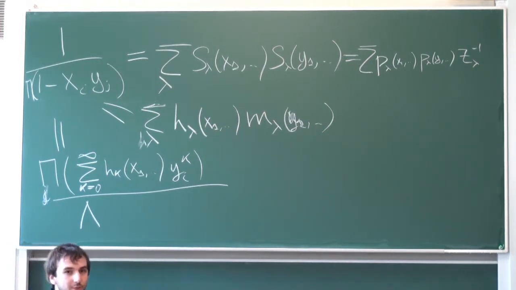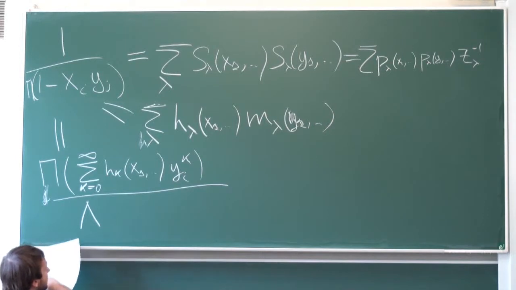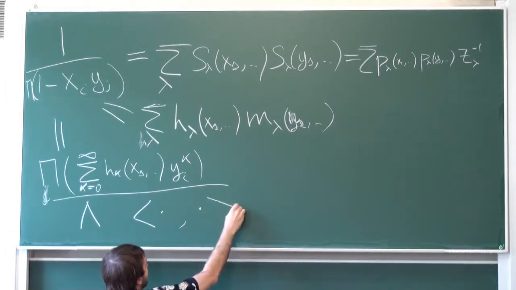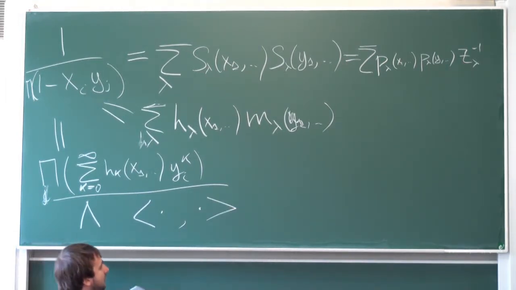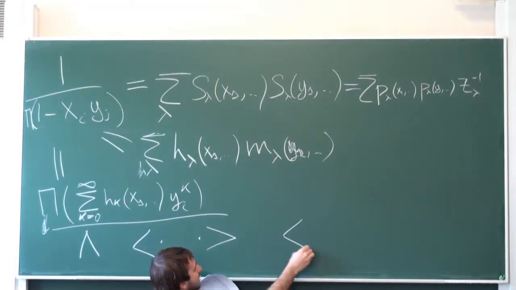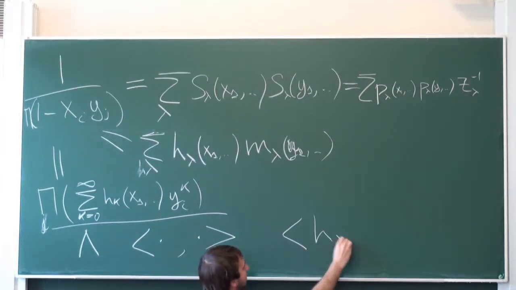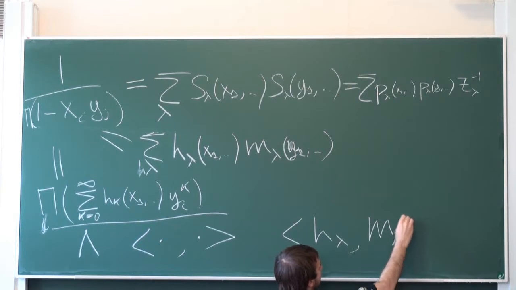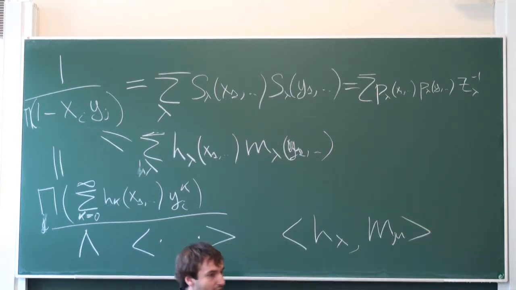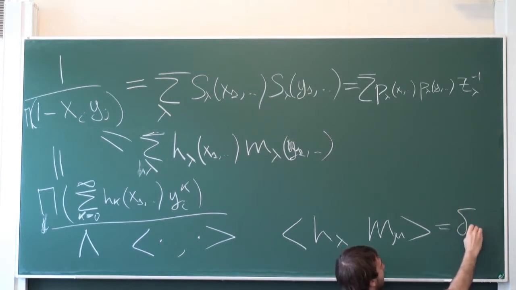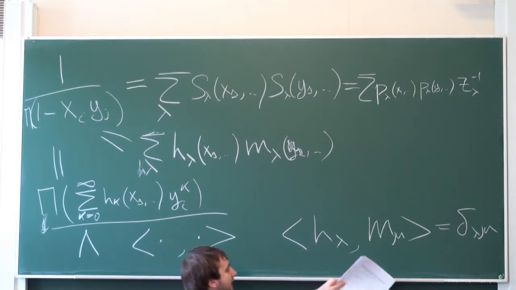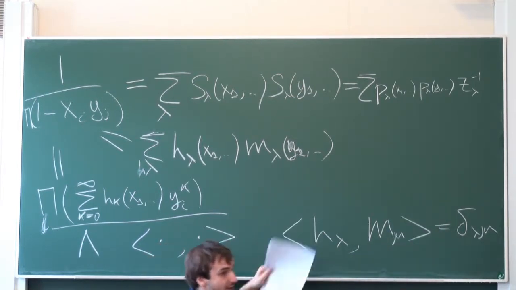Well, to introduce a scalar product is the same as to say what is orthogonal to what. So we will say that the scalar product, which we will denote by brackets, will be defined by the formula saying that the basis h_lambda is orthogonal to the basis m_mu, which means that the scalar product of h_lambda and m_mu should be the delta function of lambda and mu. So this is non-zero only if lambda is equal to mu, and then this is 1. This is the definition of our scalar product.